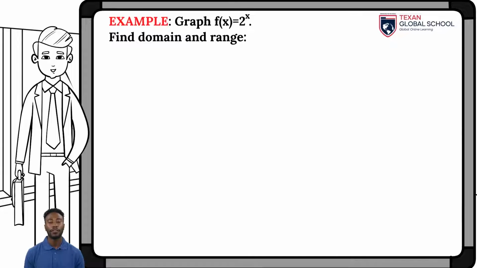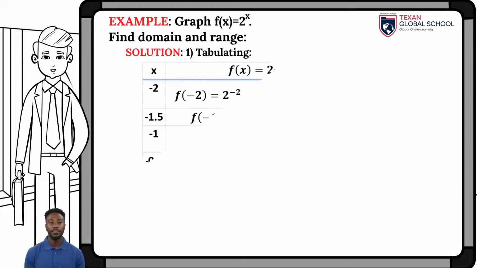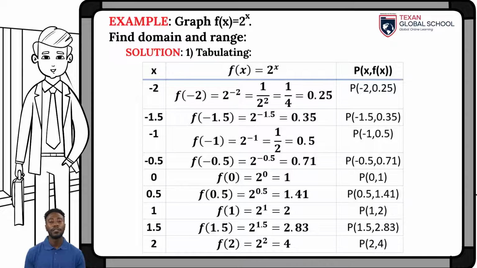We will graph f of x equal to 2 to the x, and we will obtain the domain and range. First, let's tabulate proposing values of x from -2 to 2. Then, substitute in the function to obtain the values of the ordinate and thus the coordinates x, f of x. So, f of -2, when substituted into the function, equals 1/4, or 0.25. Using a scientific calculator or some tool is suggested to obtain the other values.